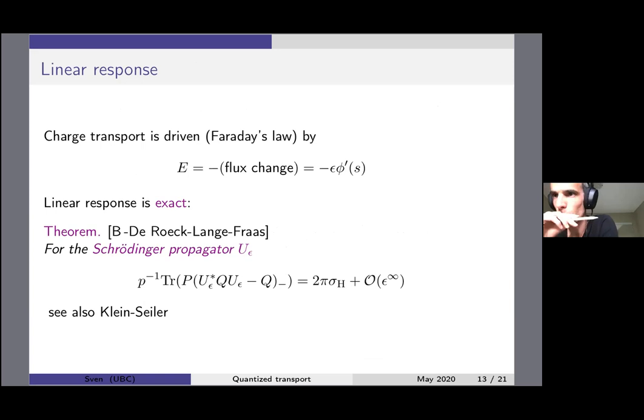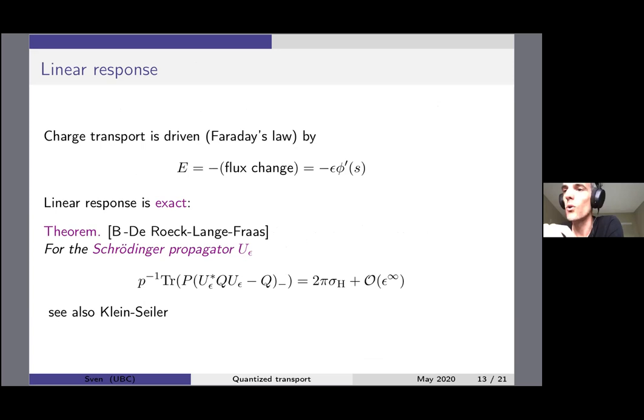How do we see that? So quite, I never have time to actually see these questions on time. So Daniel, can you read that, please? I can read it. How do we see that sigma h is integer in units of e squared over h?